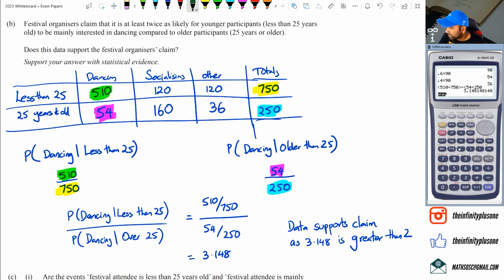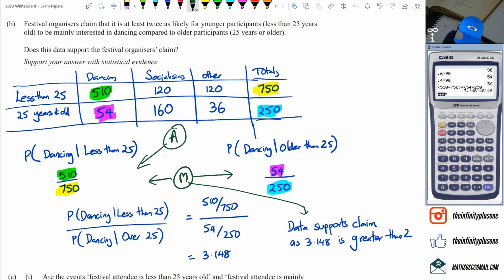I'm thinking this is going to be a merit question. Yep. So for merit, you would need both probabilities and the conclusion. For achieved, you could end up with just one of these probabilities, which should get you an achieved grade for this question.